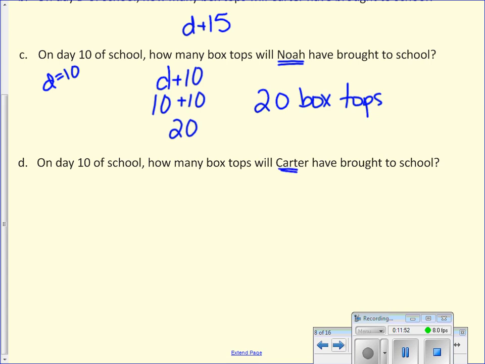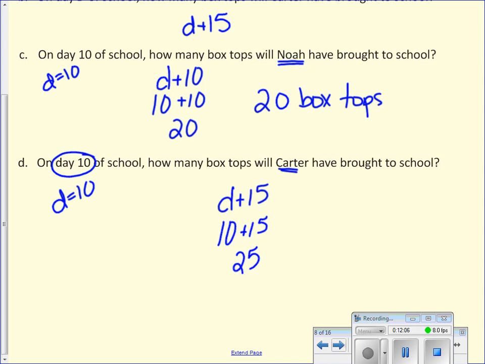Now we're looking at Carter. Carter's formula was the number of days plus 15. And over here they're telling me that my day is 10. So 10 plus 15 is 25. So Carter will have 25 box tops. Work top to bottom, formula to answer, FTA, formula to answer, and then label it. Okay?